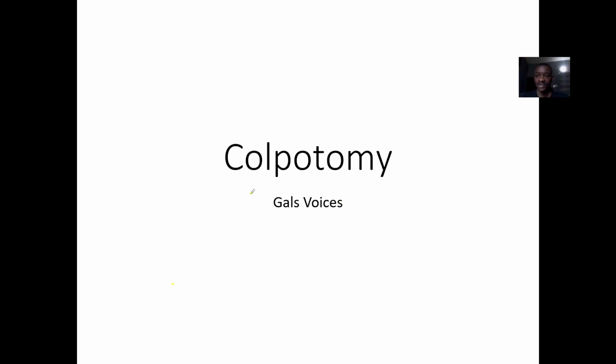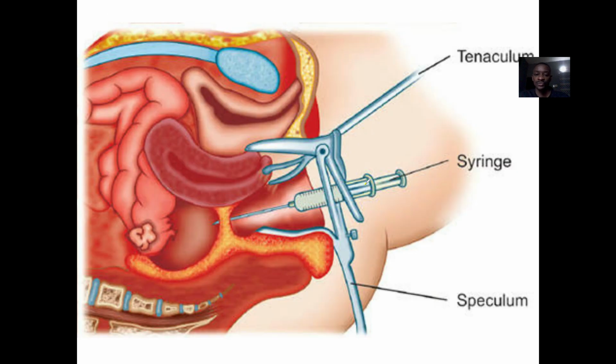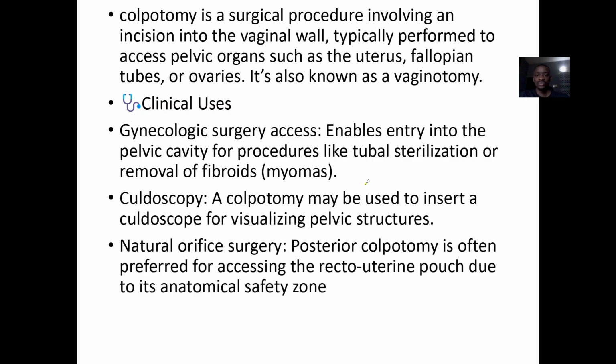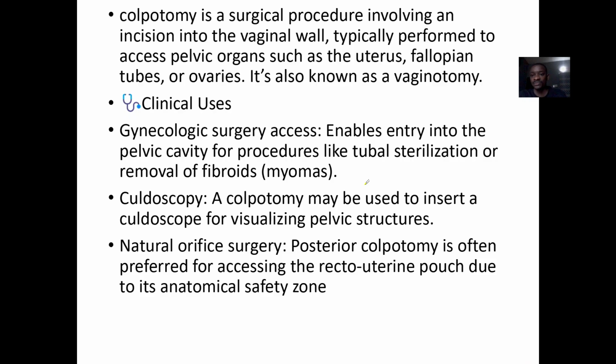Now I want to talk about another medical procedure, talk about how it's done, its advantages and all of that. So this is what is known as a colpotomy. When you hear them talking about colpotomy, what do they mean by that? It's just a surgical procedure, and it involves incision into the vaginal wall. So any surgical procedure where you have to incise into the vaginal wall is what is known as colpotomy.